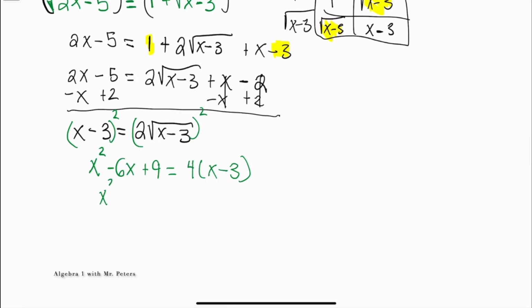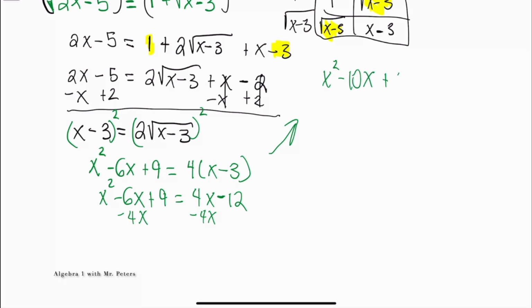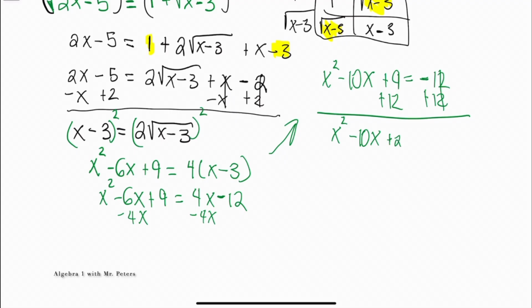So left side of the equation stays the same, but we're going to distribute on the right side to get 4x minus 12. Now for us to solve the radical equation, we subtract 4x on both sides. And what we're going to get is x squared minus 10x plus 9 is equal to negative 12. All right, quadratic equation, we're not done. We're going to add 12 on both sides so we could set this equal to 0. So now we have x squared minus 10x plus 21 is equal to 0.